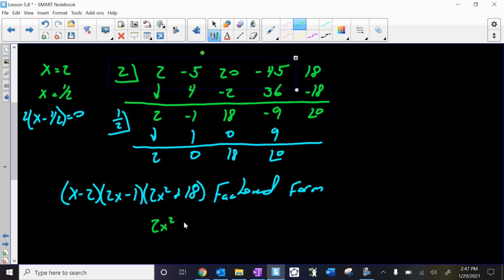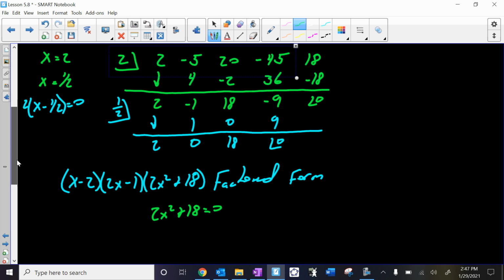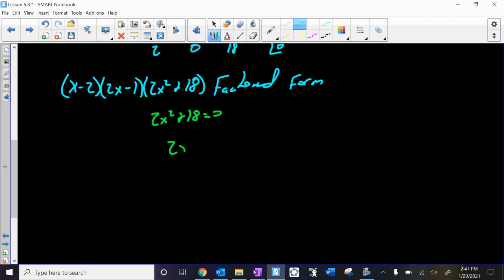So we're going to set that equal to 0. And we're going to solve it. So to do this, we're going to subtract 18, which will then get us 2x squared equals negative 18. Divide by 2, x squared equals negative 9. To solve for x, we're going to take the square root. x equals the square root of negative 9, which is the same thing as plus or minus 3i.